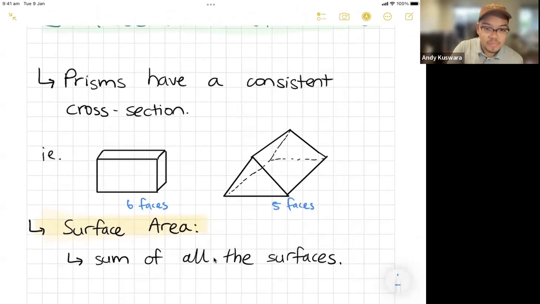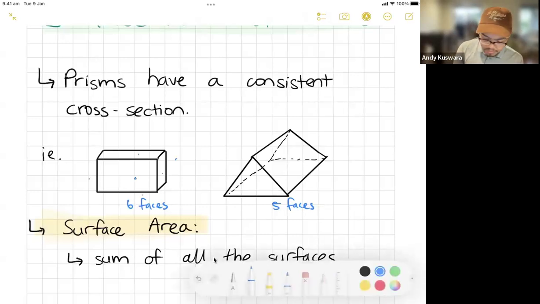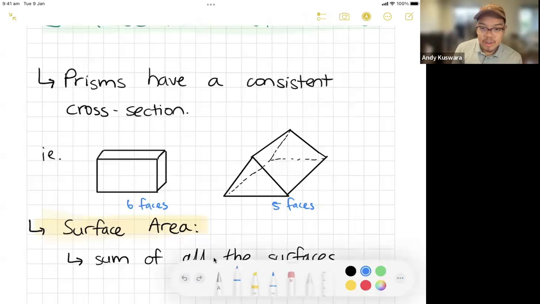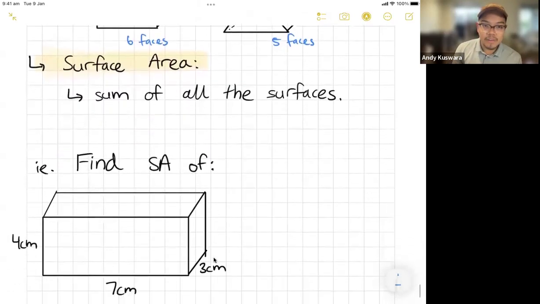The 6 faces is like front, back, top, bottom, left, right. Okay, so there's your 6 faces. I don't know if you guys can catch that. And also with your triangular prism, I hope you know that there's 1 front, 1 back, and then 3 in the middle. So knowing how many faces there are is going to help.